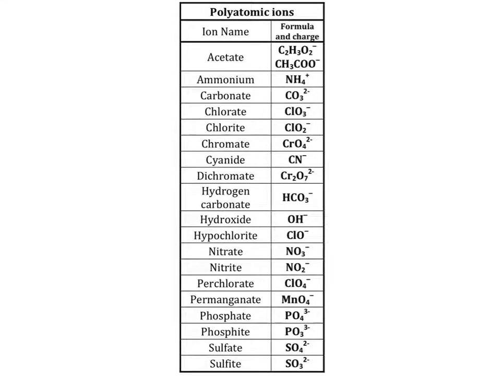All right, so let's go ahead and continue learning about ionic compounds. This next part that we're going to learn about, these are called polyatomic ions. The word poly means many, and atomic means atom. So that means there's many atoms. And they're ions because they have either lost or gained electrons.